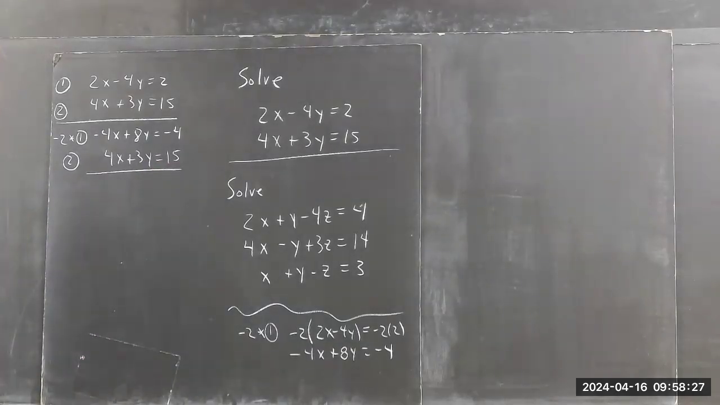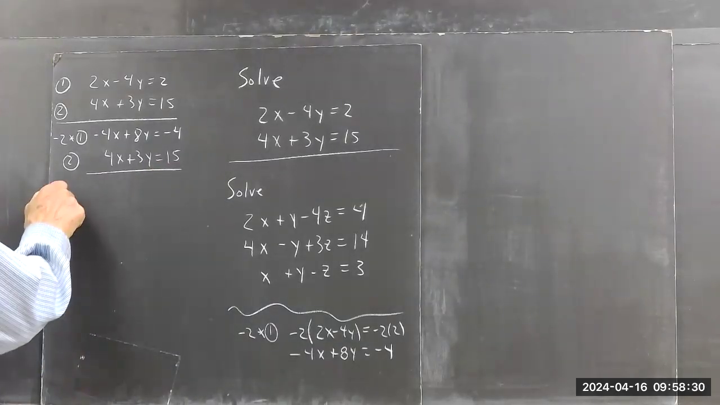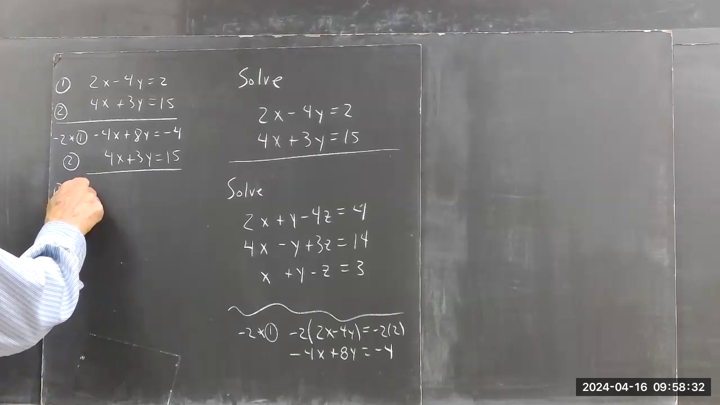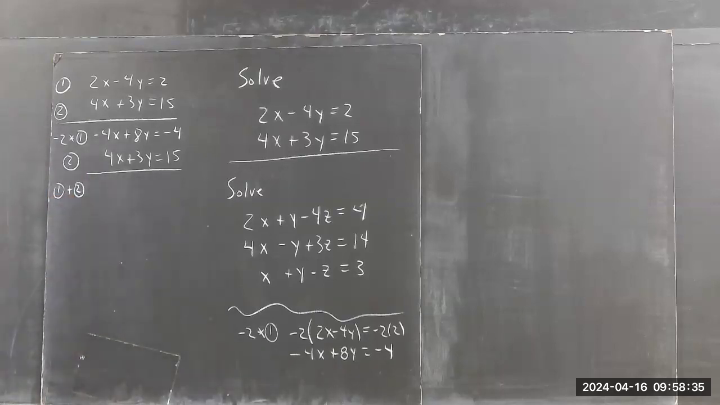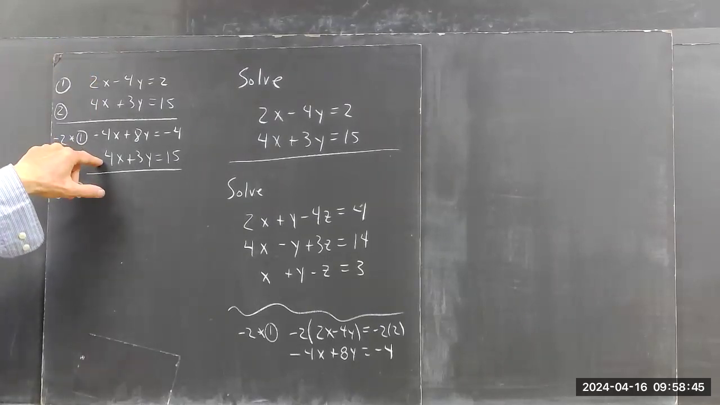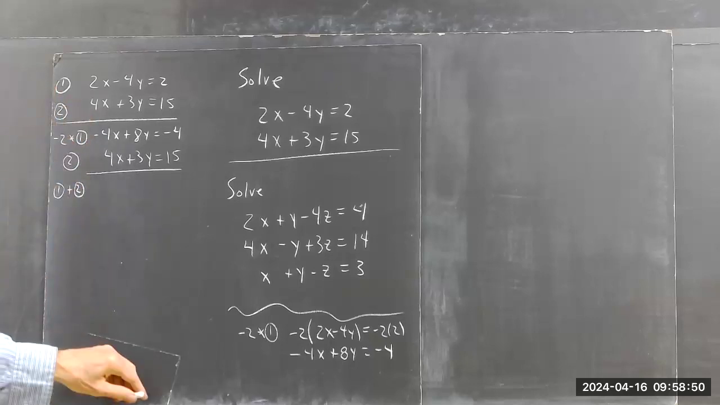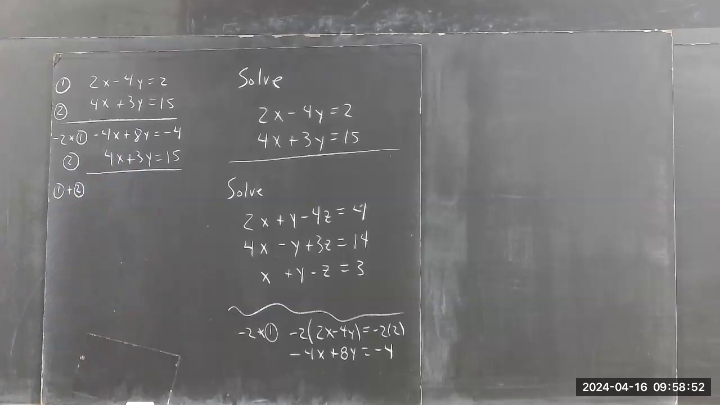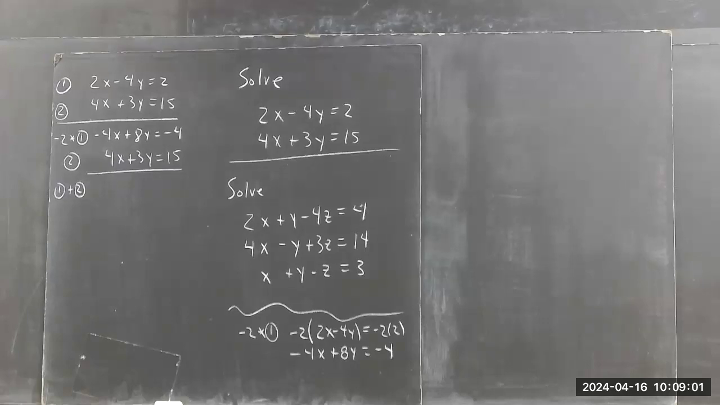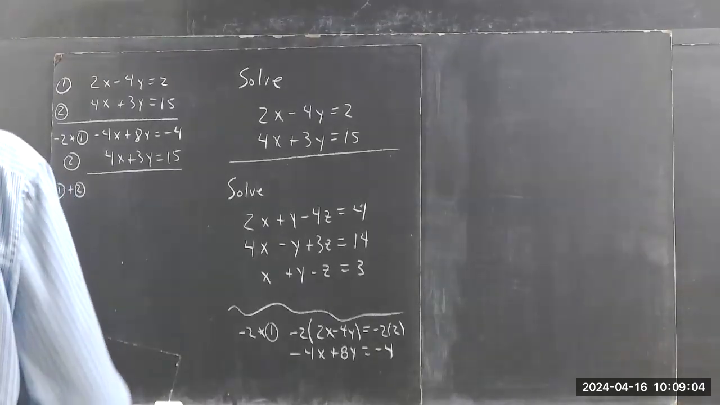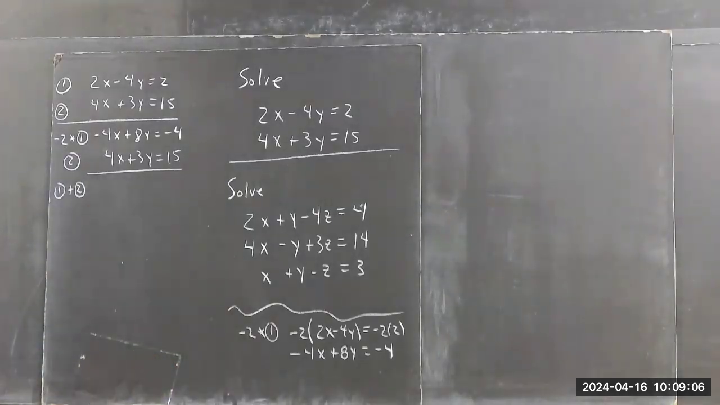Now the next step is fairly straightforward. We add equation 1 to equation 2. And what do we get? Now by equation 1 in this step, I mean this equation, not this one. And equation 2 is this one, okay? So 1 and 2 always refer to the first and second equation in the last step. So again, we add those.